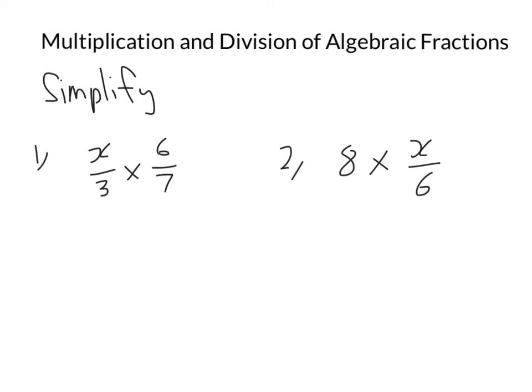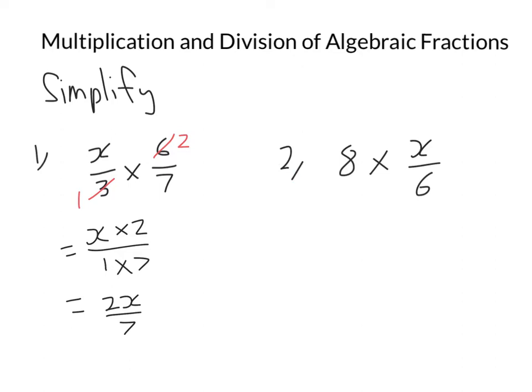So x would be multiplied by 6 and 3 with 7. However, you can remember if there's a factor on the numerator and denominator, like 3, you can divide through by that first. So we'd be left with, in this question, x multiplied by 2 on the numerator and 1 times 7 on the denominator. 2 times x is 2x and 1 times 7 is 7. So your answer is 2x over 7.